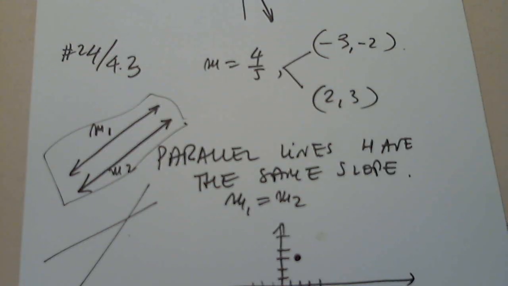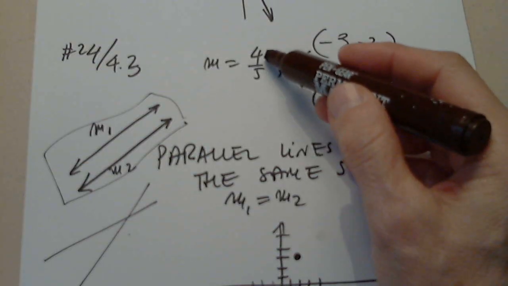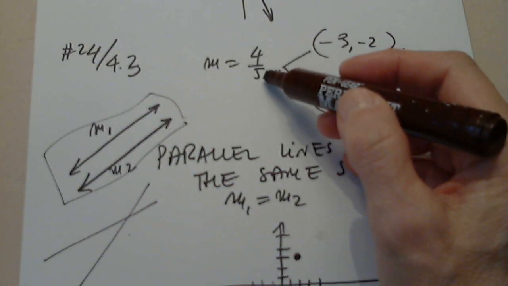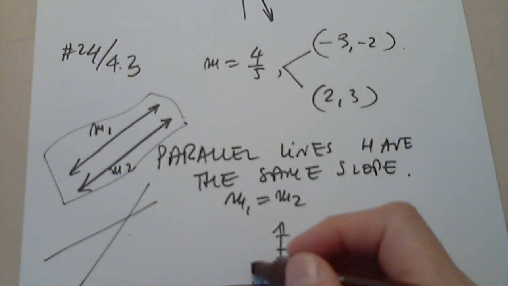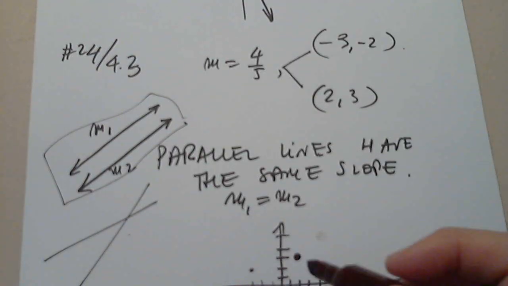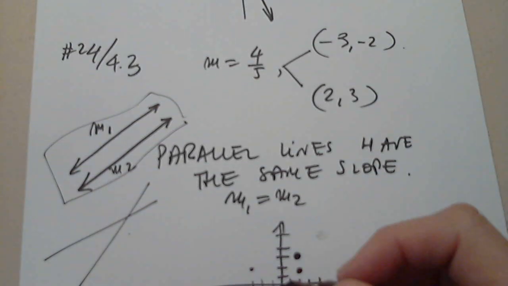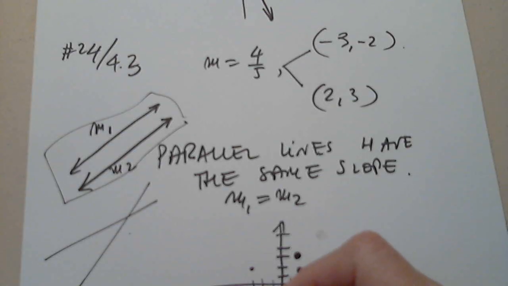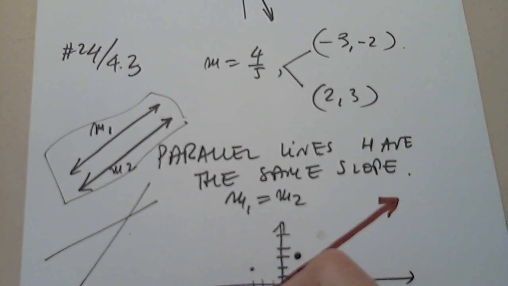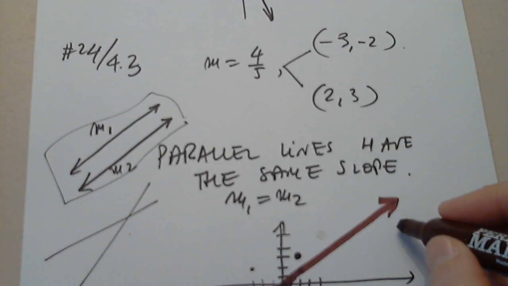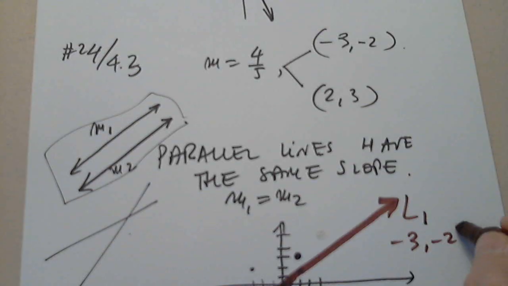So we have a point, and from here I have to go up 4 to the right 5. 2, 3, 4, up 4, to the right 1, 2, 3, 4, 5. So here is the line, I'm going to call it L1, passing through -3, -2.